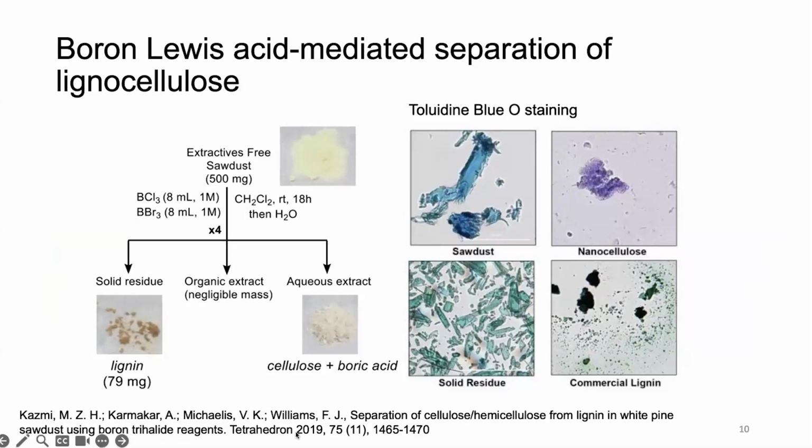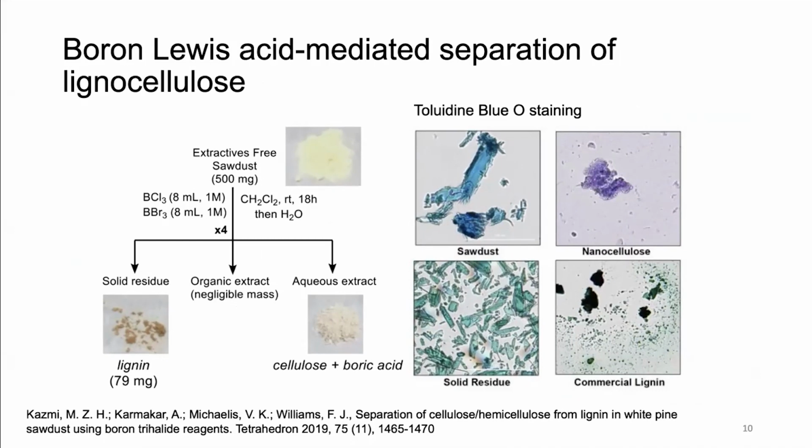In this paper, they have characterized the cellulose that we get from sawdust, and this is one of the characterization methods. They stained sawdust, lignin, and the nanocellulose we get with toluidine blue O stain. According to that stain, sawdust should appear blue-green and lignin should appear green. They also tested commercial lignin. And this is the nanocellulose we get, which should be purple-pink.